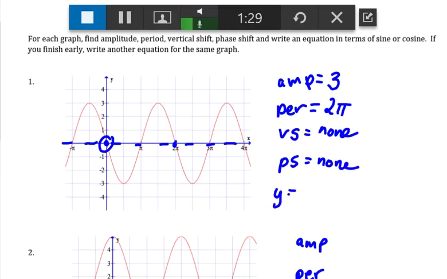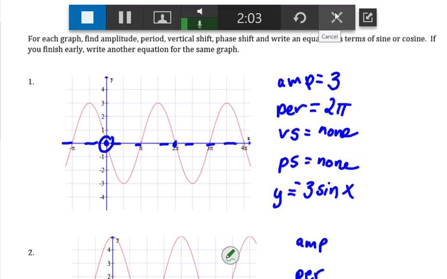So I'm going to start with y equals, and I know I have a 3, but is it positive or negative? It's negative because it's going down first. Is it sine or cosine if I start right here on the midline? Sine starts on the midline. And then because I didn't change the period, it's just x. And I think that's it, right? Just y equals negative 3 sine x? Okay.